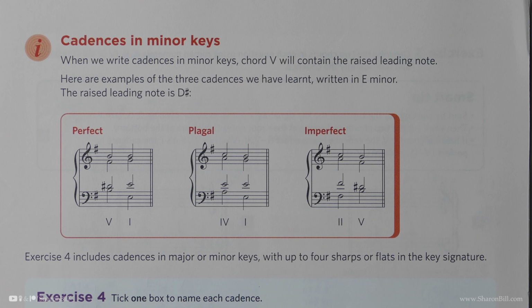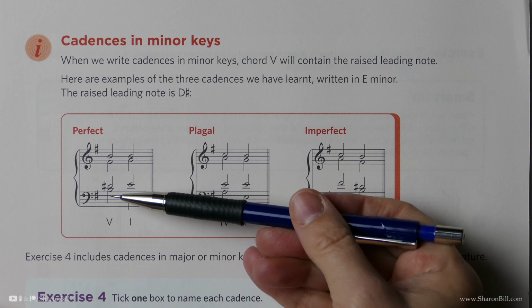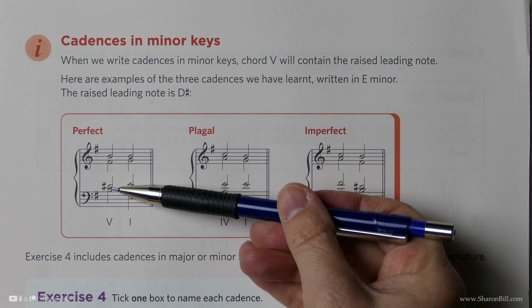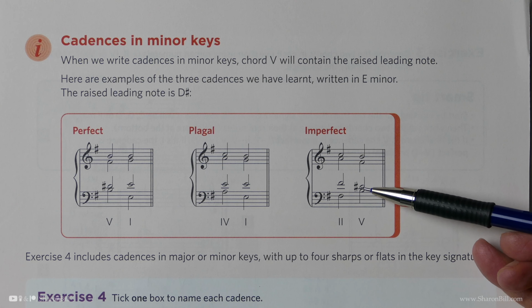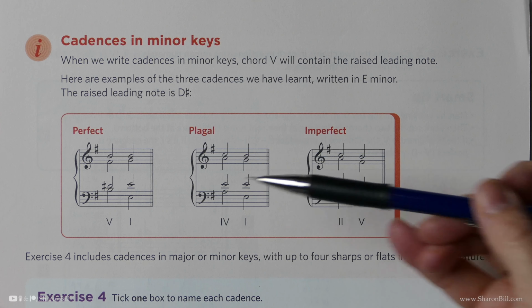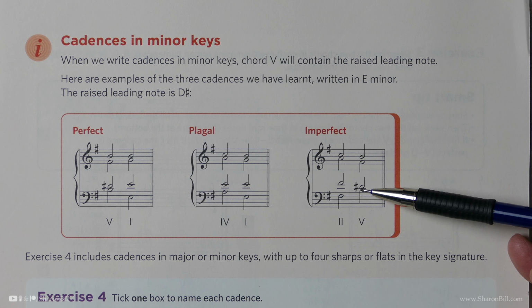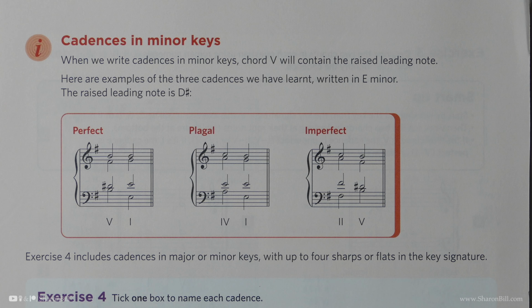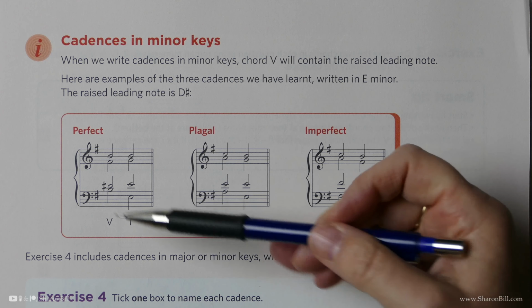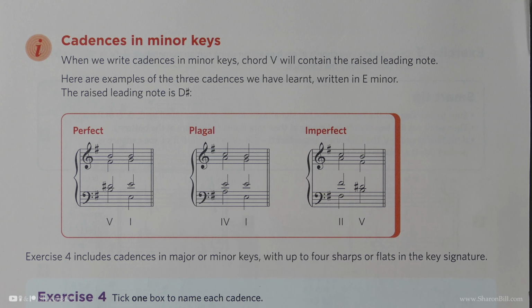It's just that now in a minor key, because of the raised seventh forming part of chord 5, we now see that in the perfect cadence and the imperfect cadence, because they feature chord 5, which will include that raised seventh as the middle part of the chord. But there's nothing new, the same principles apply. And we just have to be aware that that will give us a clue as to what key we're in as well. And so let's move on.